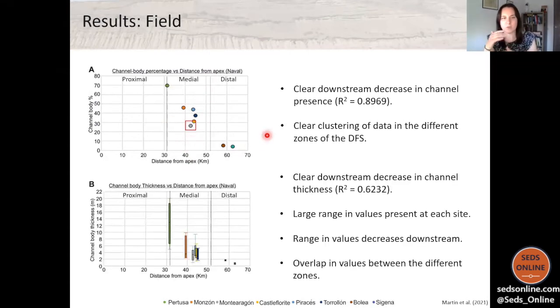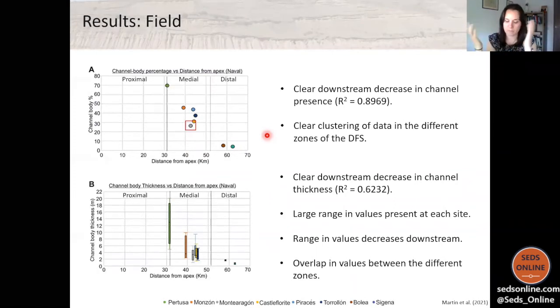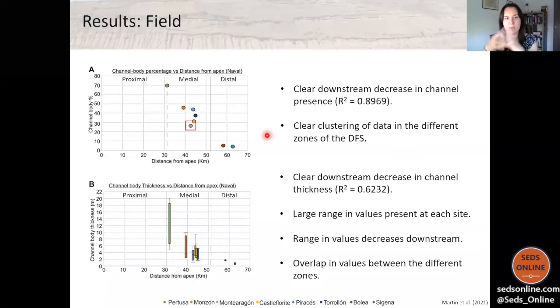Then we looked at the channel body thickness, and we obviously have a lot more data for this because there's several channel bodies at each site. So Ben was able to map out the maximums, the minimums, and the averages, and Q3, Q2, and all that kind of stuff. And again, we can see that there is a downstream decrease in channel thickness. So the R squared is for the average value at each site.